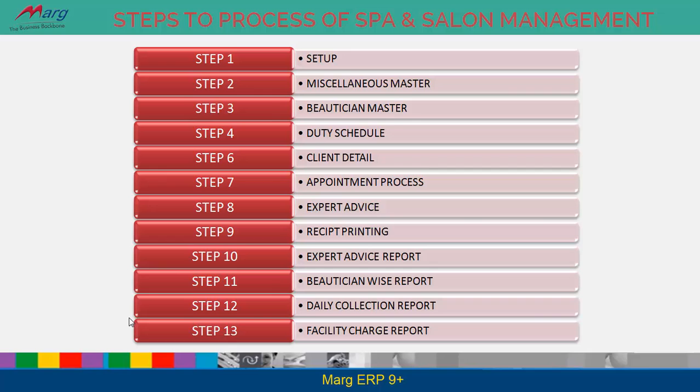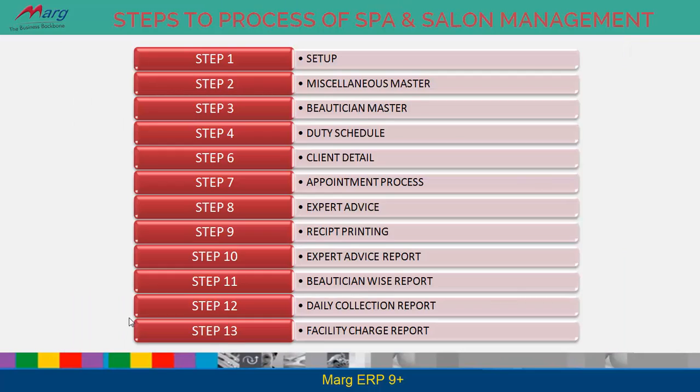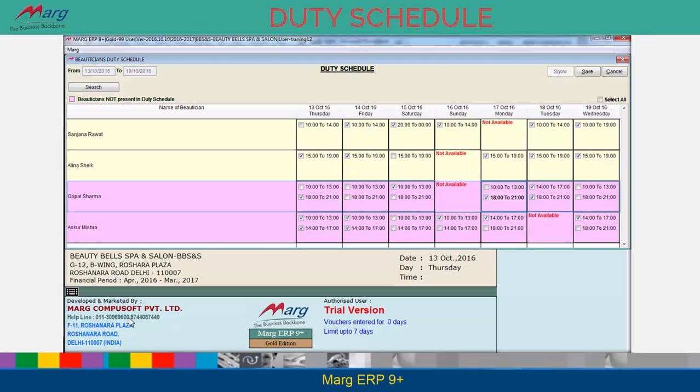Next is beautician master. In beautician master, you can fill complete details of your beauticians, or you can say employees who work in your salon. And then in shift details, you can set particular shifts for your beauticians between which they will be on duty. Then is duty schedule. In duty schedule, you can organize your beauticians' duty schedule. For our employee Gopal Sharma, we have set two shifts on Thursday. One is from 10 a.m. to 1 p.m. and the other is from 6 p.m. to 9 p.m.